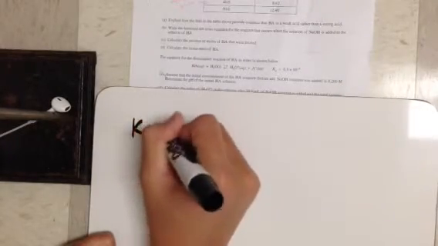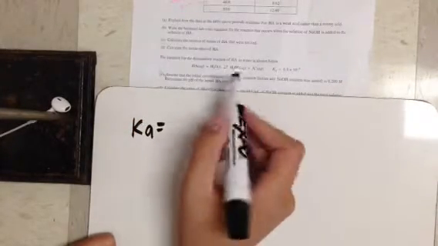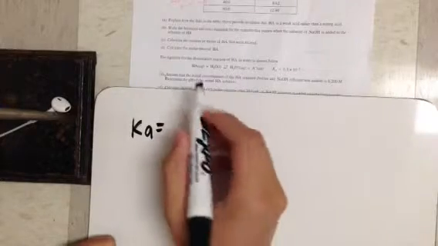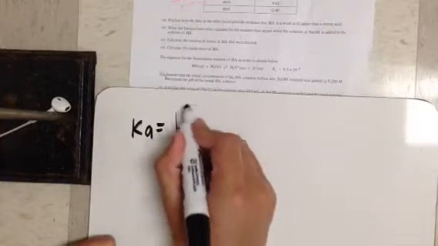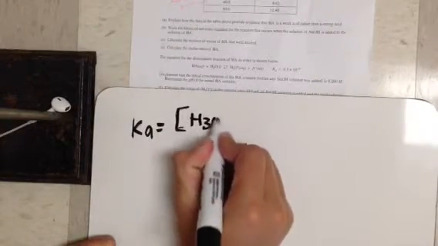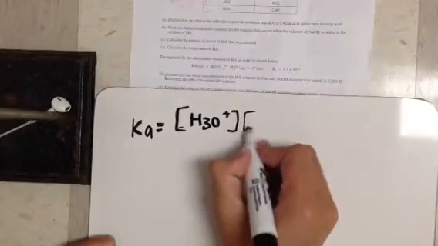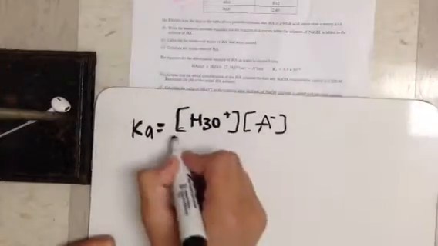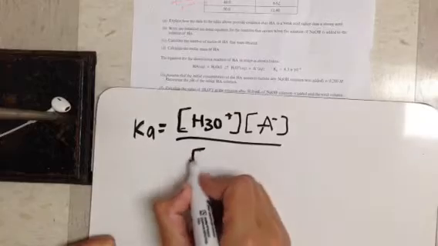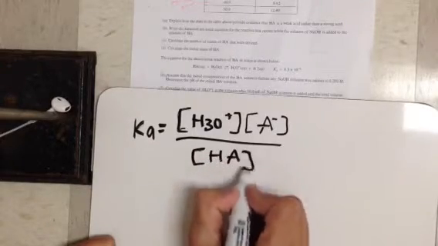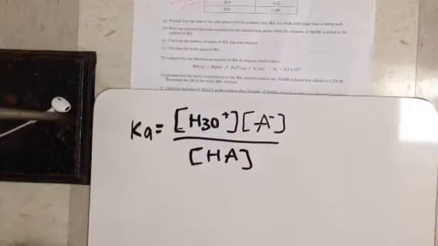We have to find the Ka expression. So for this, we have Ka equals products over the reactants. So H3O plus times A minus over the concentration of HA. Make sure not to use the H2O because it's a liquid.